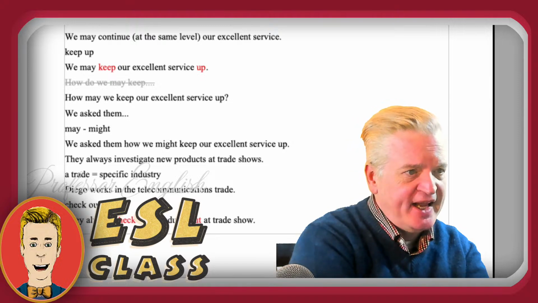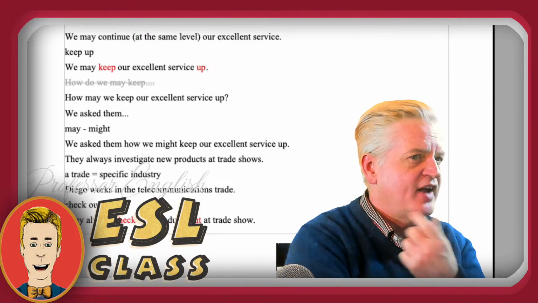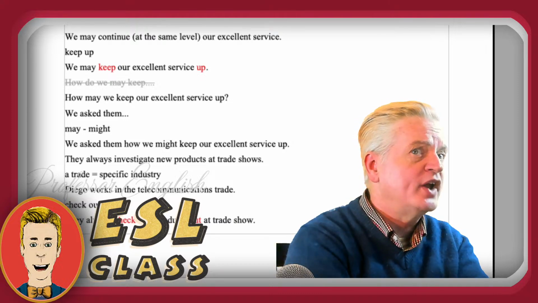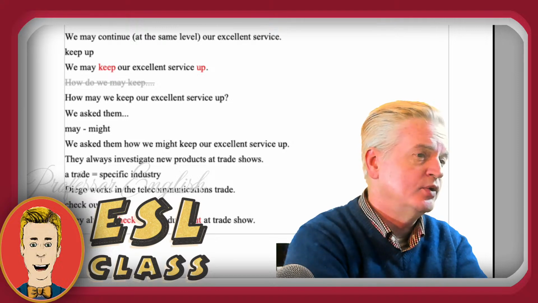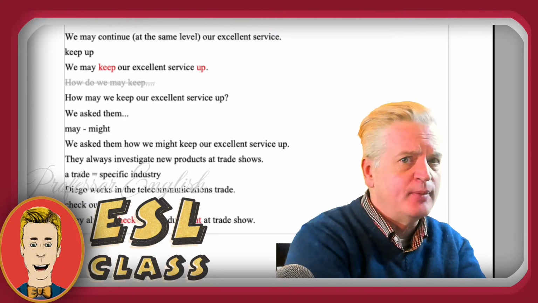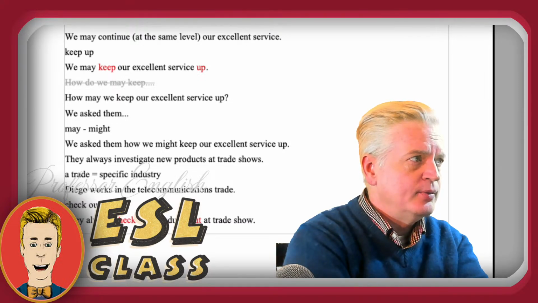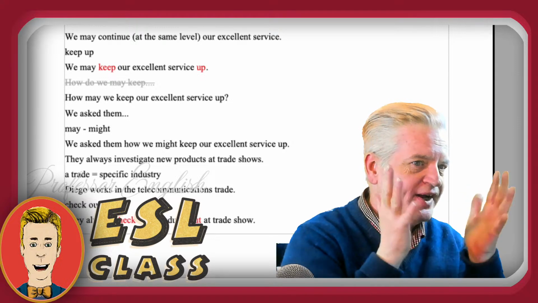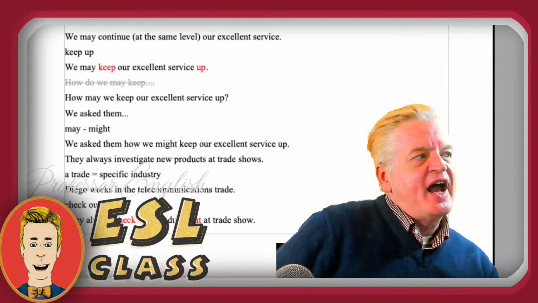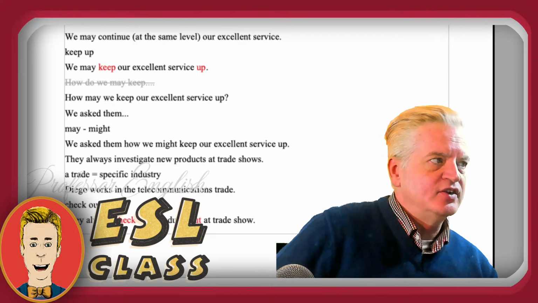If you have the word may, which is a modal, you follow different rules than if you just have a verb like keep. Do is a question word that you use for do verbs. But if you have may, just like can or will or might, should, would, could, you make the question differently. So he was combining two different ways of making questions. We don't say, how do we keep? It is, how may we keep our excellent service up?